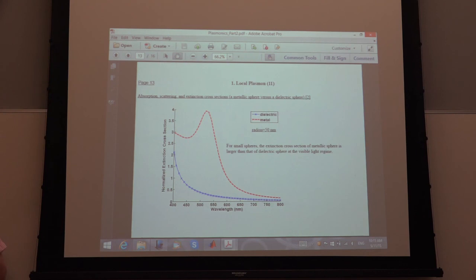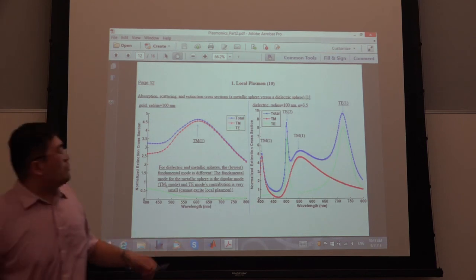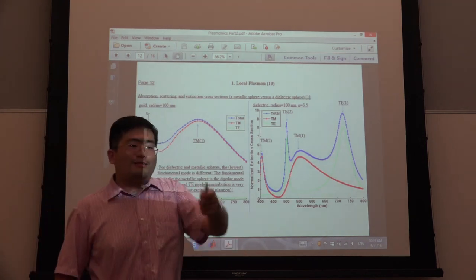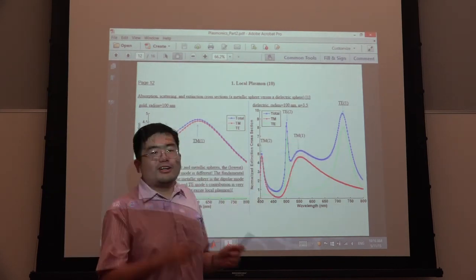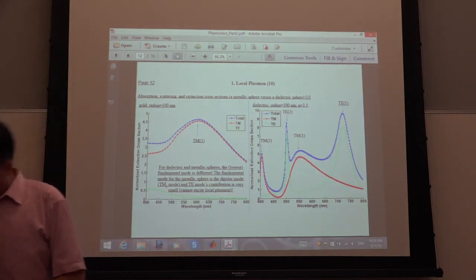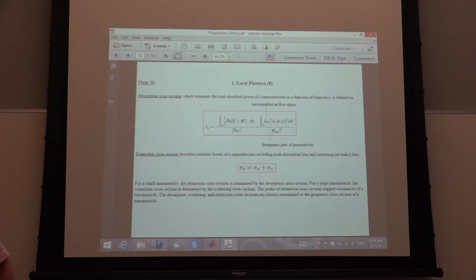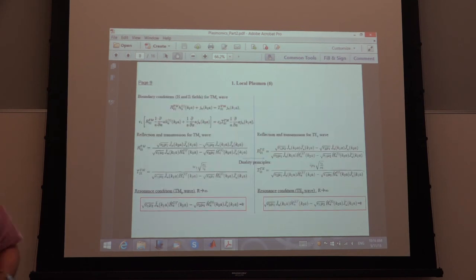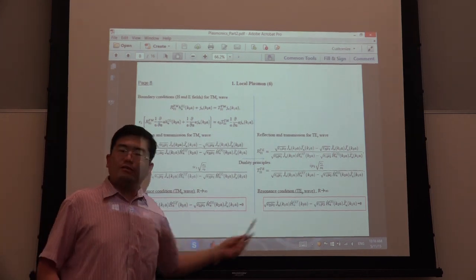About the core-shell structure. This is just one simple case. I know someone works on the whispering gallery mode, right? I hope you can understand why they have a peak, because it has a pole in the reflection coefficient. This is the whispering gallery mode. The whispering gallery mode condition I just mentioned, because some students work on it, for the TM wave and TE wave, just these two. You can solve this.